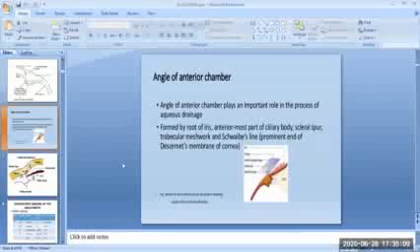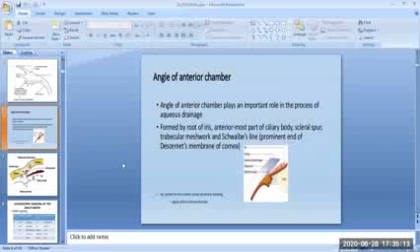Then the second important thing is the angle of anterior chamber. This angle plays an important role in the process of aqueous drainage. To form that angle of anterior chamber, a few structures are important. It is formed by the root of iris and the anteriormost part of the ciliary body, scleral spur, trabecular meshwork, and Schwalbe's line, which is the prominent end of the Descemet's membrane of the cornea.